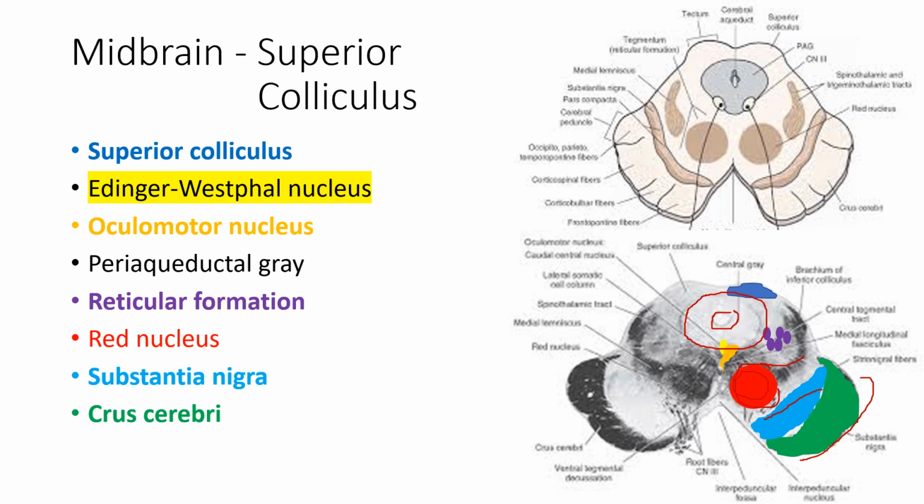Now I'll erase it here so you can see the Edinger-Westphal in the brighter yellow and the orange for the oculomotor, and then we're here at the level of the superior colliculus. Superior colliculus.